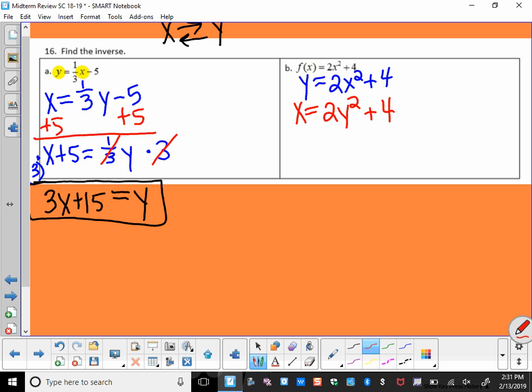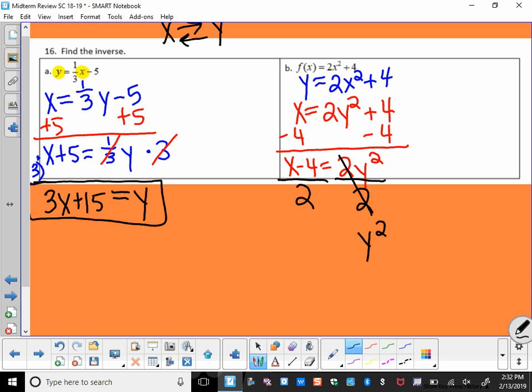Okay, so how do I get y by itself? Minus 4 to both sides. So I'm left with x minus 4 is equal to 2y squared, divided by 2. So I have y squared is equal to x minus 4 divided by 2. This part is what we just learned.